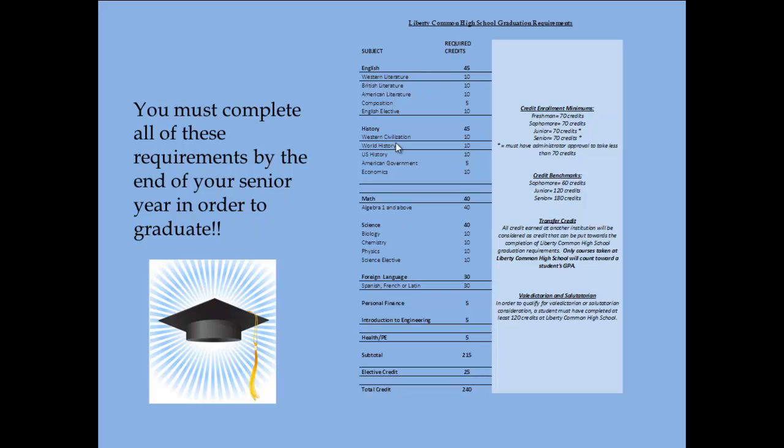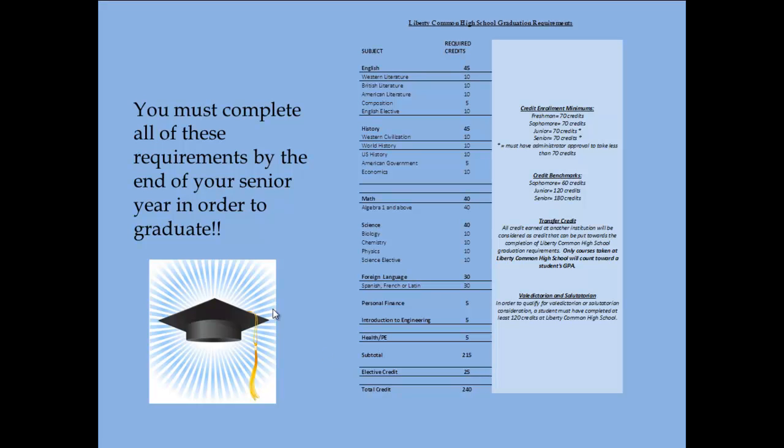For science, you do have 40 credits that are required. 3 of these classes are set for you. You do have to take biology, chemistry, and physics, and then you'll have a science elective option as well. Foreign language includes 30 credits, 3 years of foreign language. We have Spanish, French, or Latin to choose from. Personal finance is a 5 credit requirement that students take as a junior or senior. And then Introduction to Engineering is a 5 credit requirement that you would take in your 10th grade year, although 9th graders are allowed to take that class if you are currently in Algebra 2 or above.